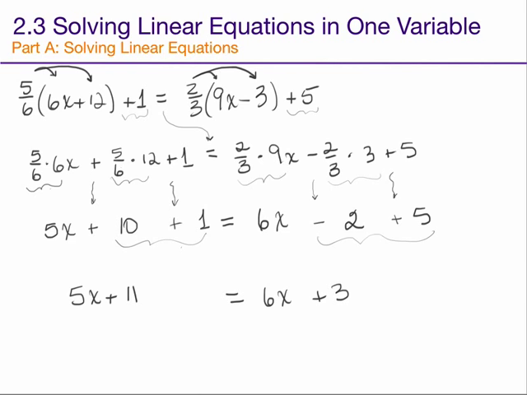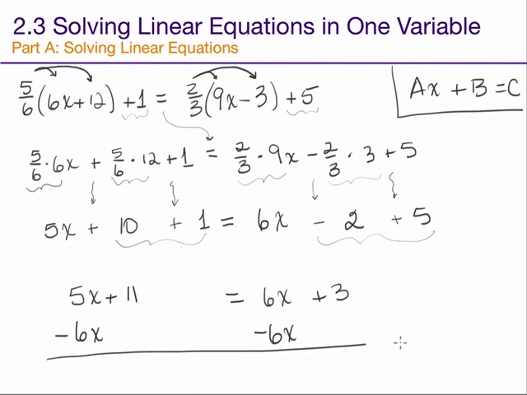We're getting closer, but I still have x's on both sides of my equation. To get all of the x's over here so that my equation is in the form ax plus b equals c, there are no x's on the right-hand side. In order to get my equation into that form, I need to get rid of the x's that are on the right-hand side. So I'm going to take them away from the right-hand side. But of course, if I take them away from the right-hand side, I must also take them away from the left-hand side.